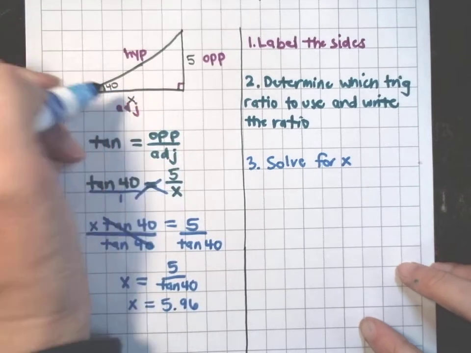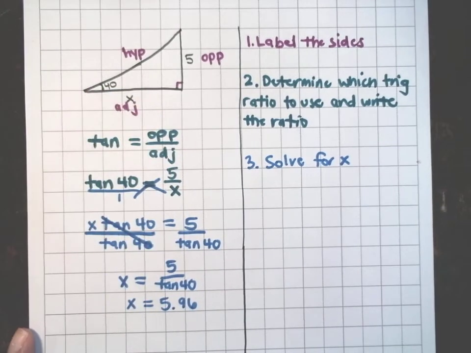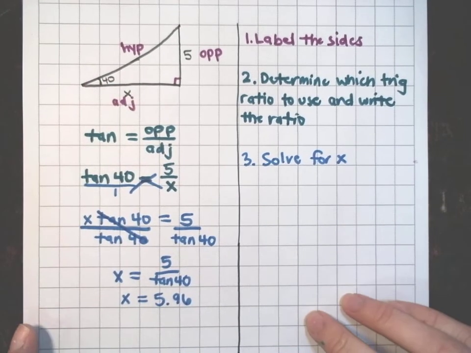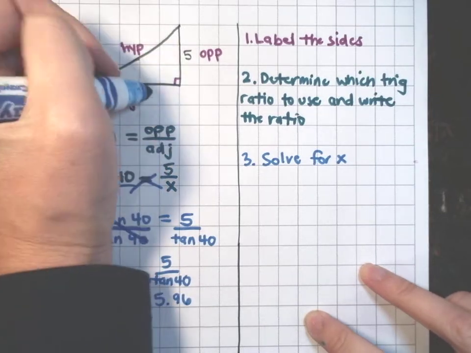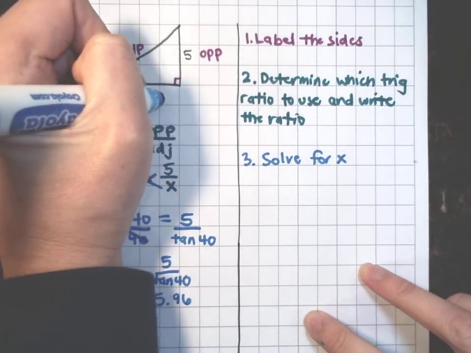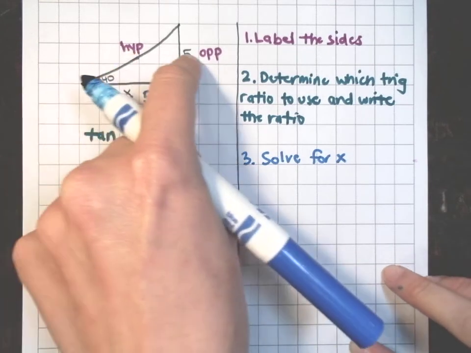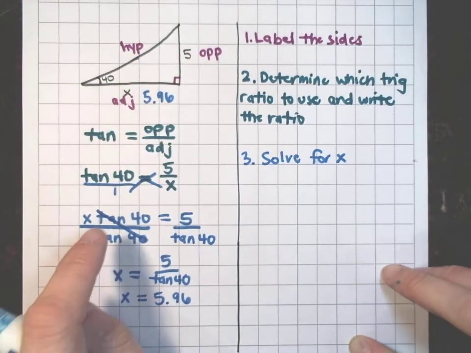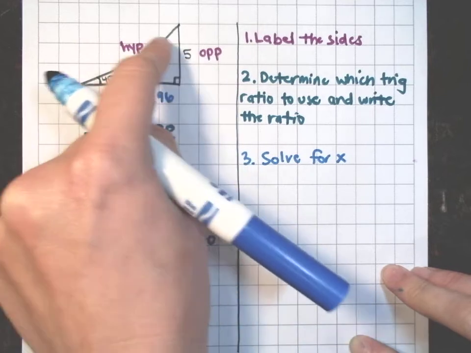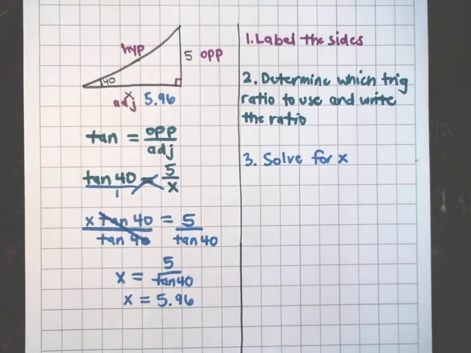That means that we just found this side. We found our adjacent side right here. We now know that this side is 5.96. And if we wanted to, if it asked us, we could find the hypotenuse because we could use the Pythagorean theorem. It's a right triangle. We now know two sides. We could then solve for the hypotenuse.